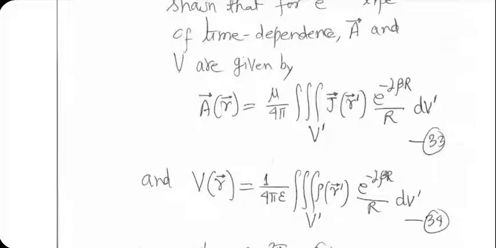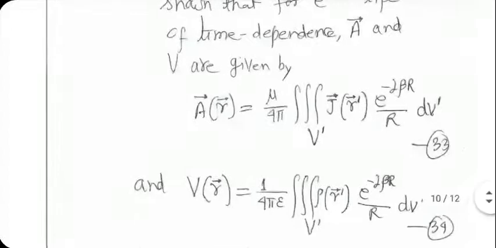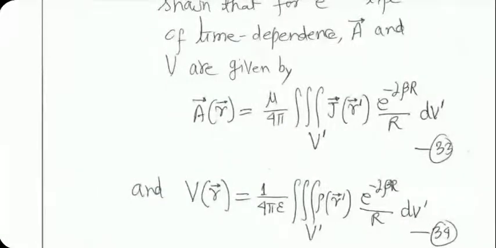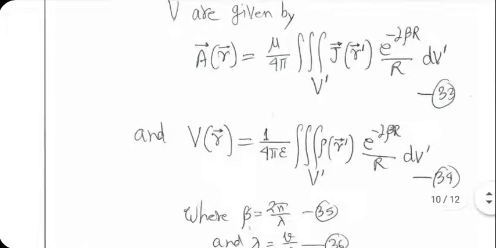If you know A, it is generally possible to move forward because B is del cross A and H is 1 upon mu del cross A. So if you know A, you can calculate H, and then you can use one of the Maxwell's equations to directly calculate E. You don't need V really. But there are people who still want to figure out both A and V. That is also okay. Different ways of doing the same thing.